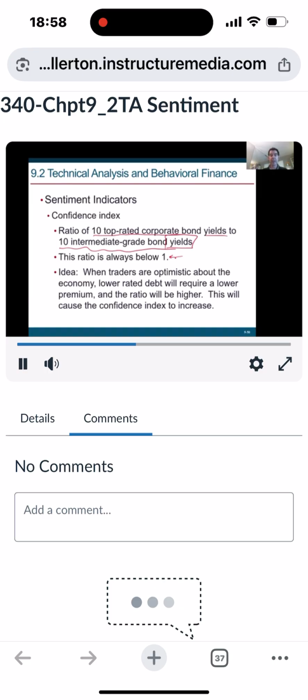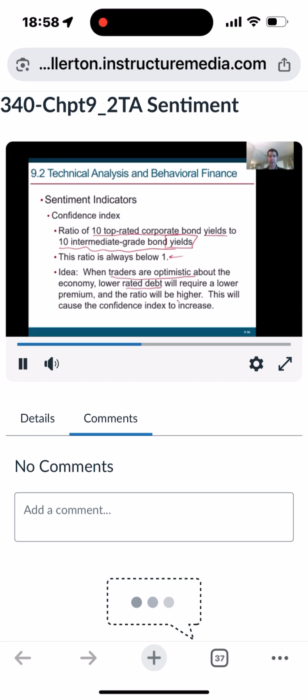Now, you can think this through in terms of which way the ratio should go, and that's what I put down here. When traders are optimistic about the economy, lower rated debt, that's the intermediate grade bonds, will require a lower premium and the ratio will be higher, and vice versa. So you really got to, at least I really have to think that through. But in general, just remember the confidence index, when it goes up, that's a good sign. That's optimistic, that's bullish. When it goes down, that's a bearish sign, that's pessimistic.